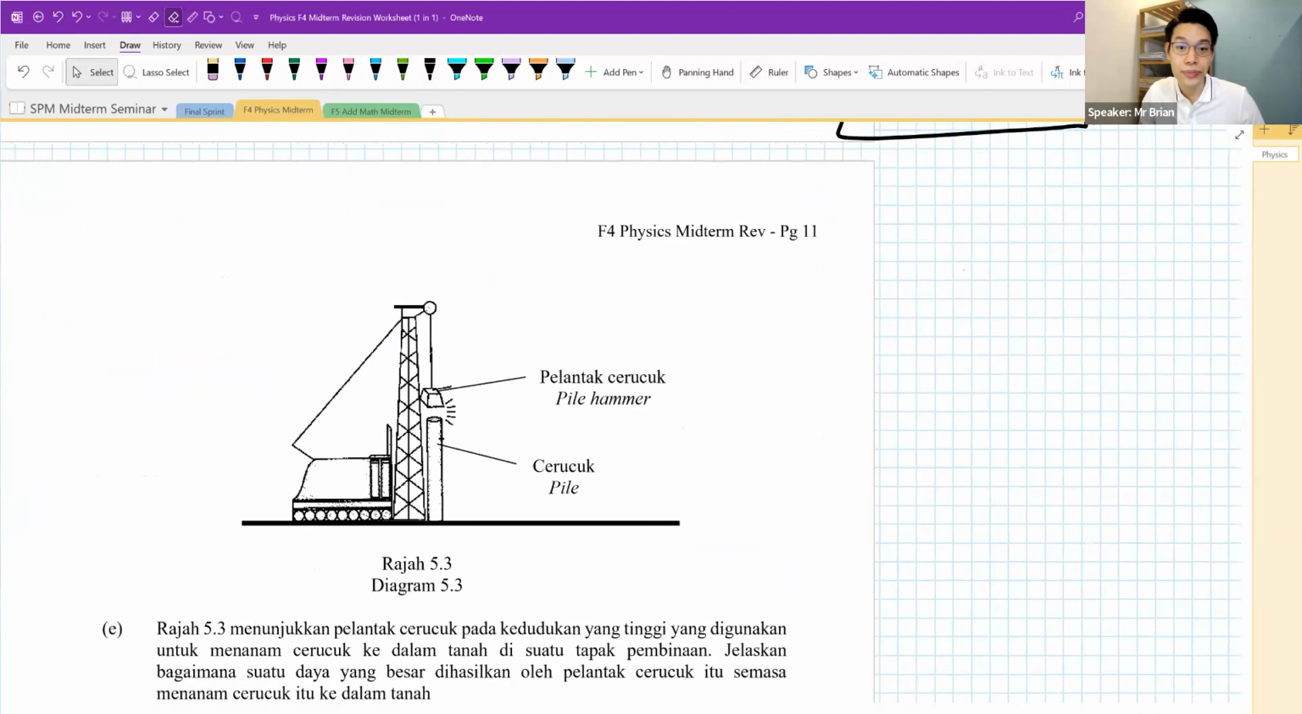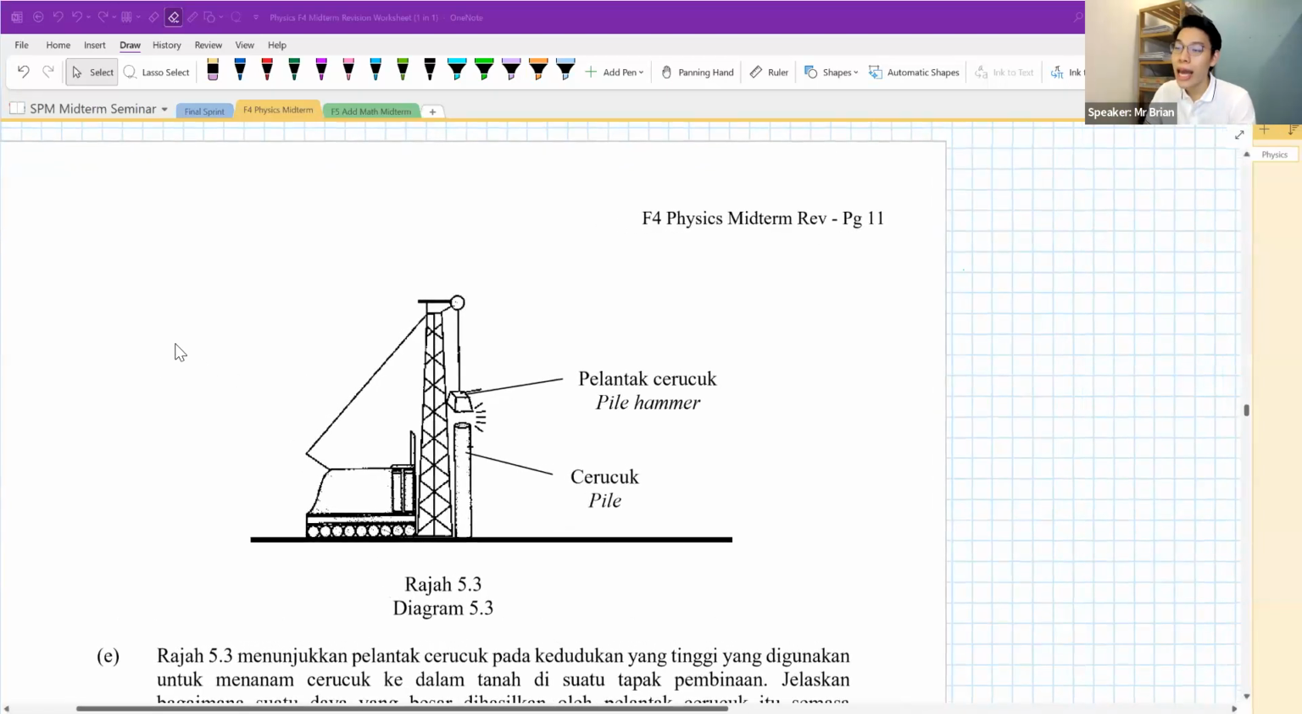Part E. I will do this together. Let's see. Okay, we have a pile and a pile hammer.